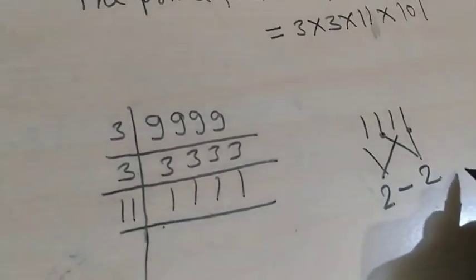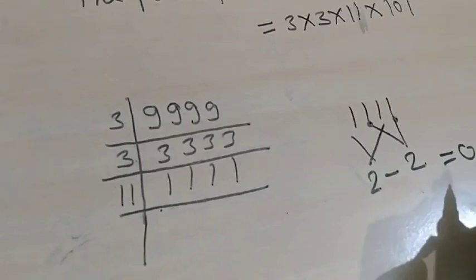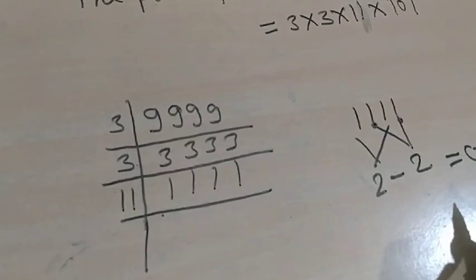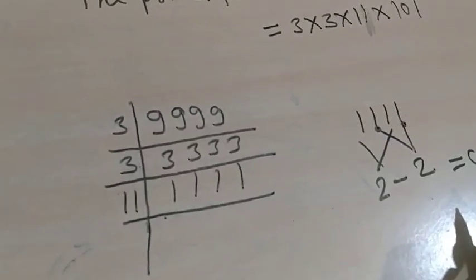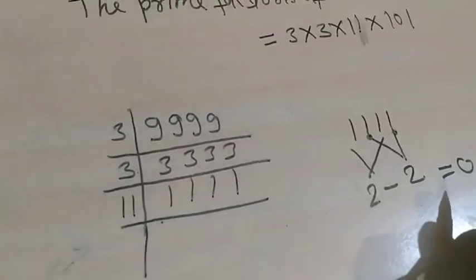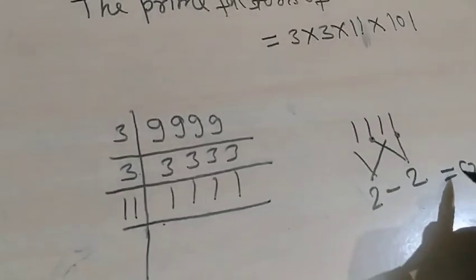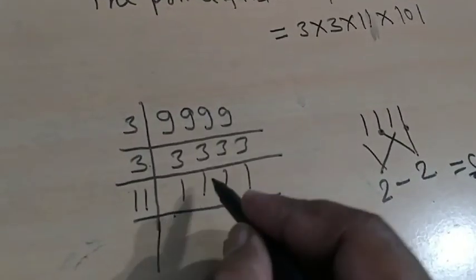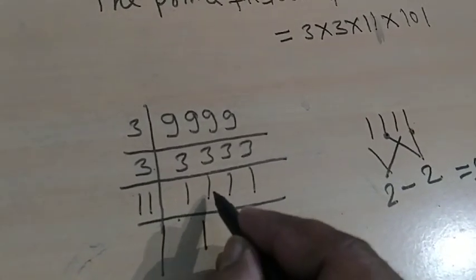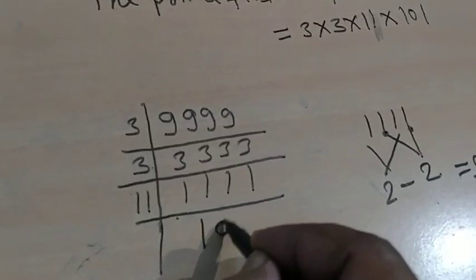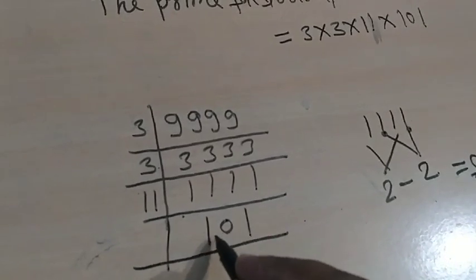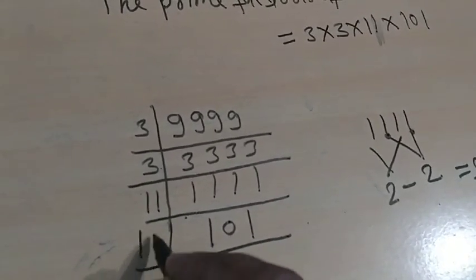Their difference is 0. So according to the divisibility test of 11, the difference of the sum of odd place digits and the sum of even place digits is 0 or a multiple of 11. So you can see here 0, so this number is divisible by 11. Okay, so divide 1111 by 11. The quotient is 101. This is not divisible by any number because it is a prime number, so 101 is a prime number.